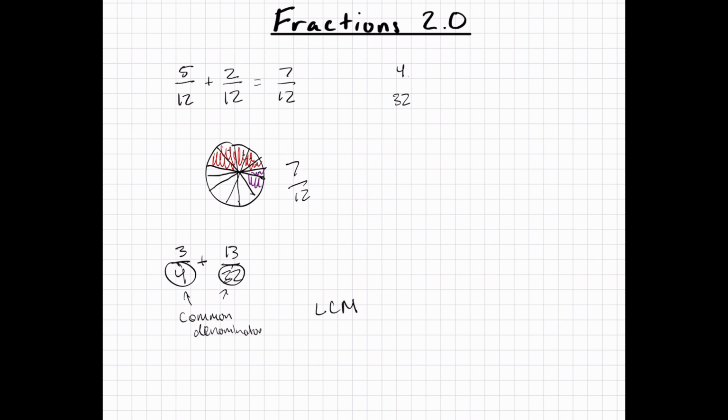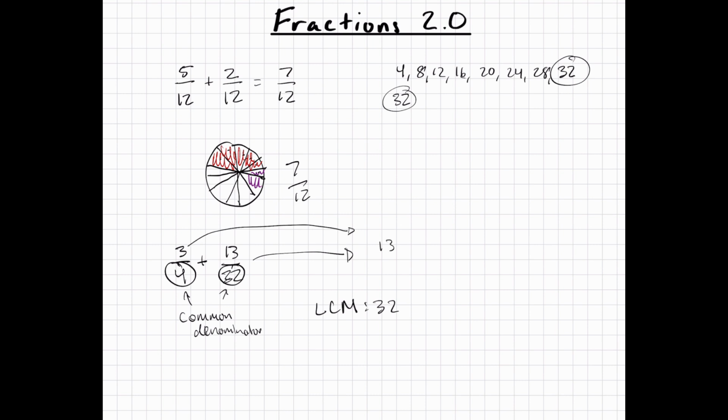Well, let's list some multiples of 4. 4, 8, 12, 16, 20, 24, 28, 32. Oh, look at that. 32 is a multiple of 4. And 32 is obviously a multiple of 32. So we have now found the least common multiple to be 32. So what we're going to now do is convert these two fractions to have a denominator of 32.